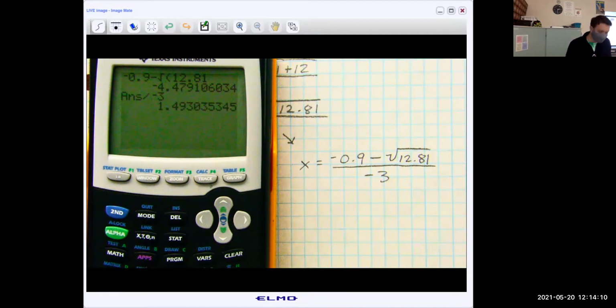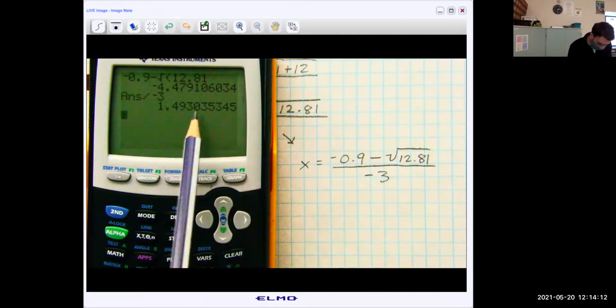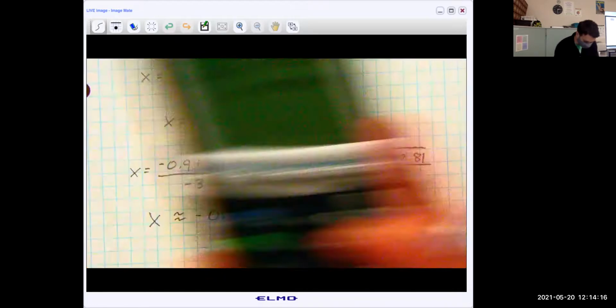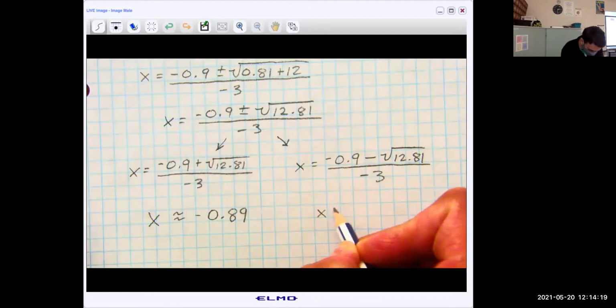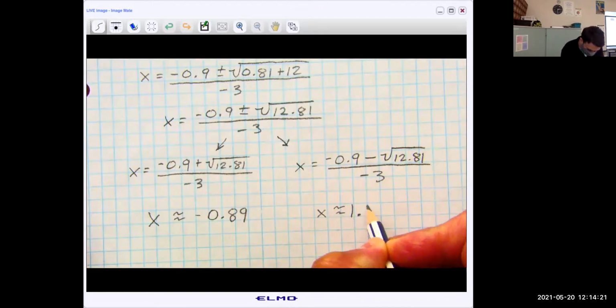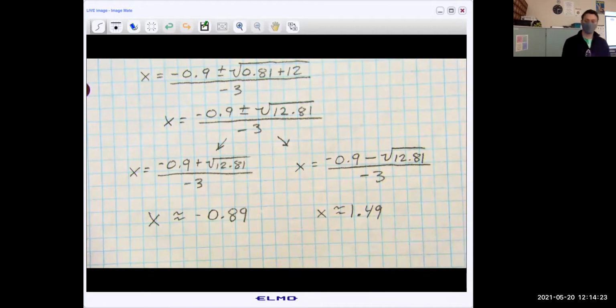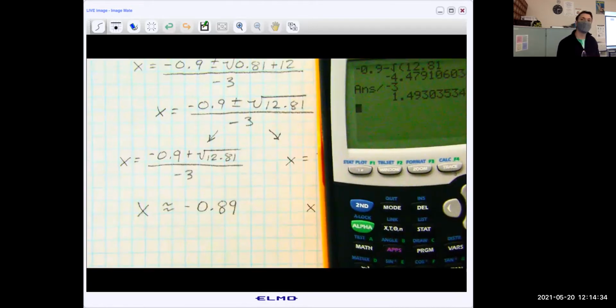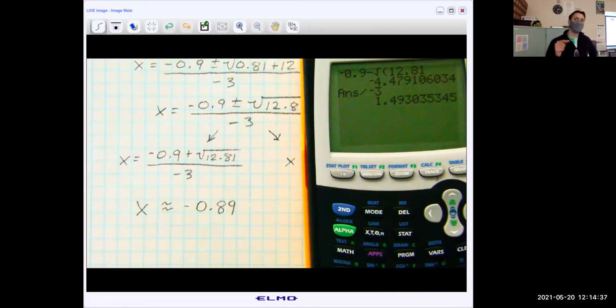Okay, I'm going to have to round it again. After the 9 comes a 3, so I'm going to leave it as a 9. So x is about equal to 1.49. You know what's funny? On the graph, it said that the x-intercept was 1.493, but look at the calculator. The x-intercept is really 1.493035. It keeps going. You wouldn't know that on the graph.